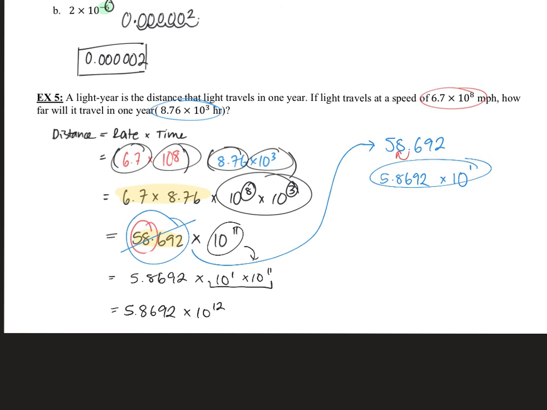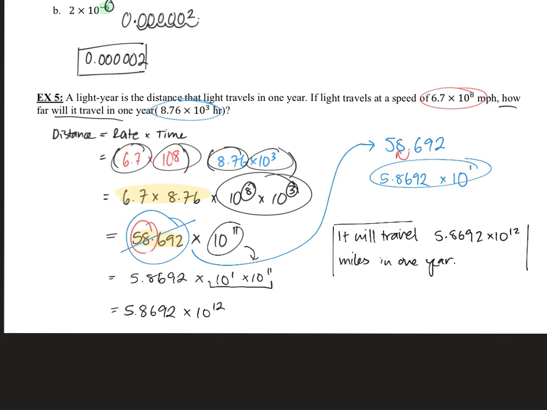But this is a word problem, so let's answer in word form. So the question was, how far will it travel in 1 year? So the answer is, it will travel 5.8692 times 10 to the 12th miles in 1 year. All right, and there we go. That is our answer.